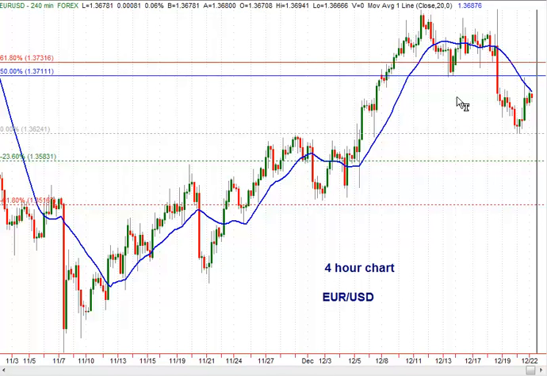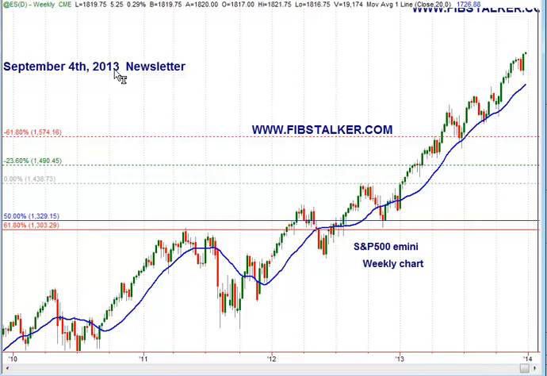There will be 2 of them, one dedicated to the euro dollar and the other one dedicated to the Australian dollar versus the US dollar. Moving to the SP500, I want to start again, removing this.